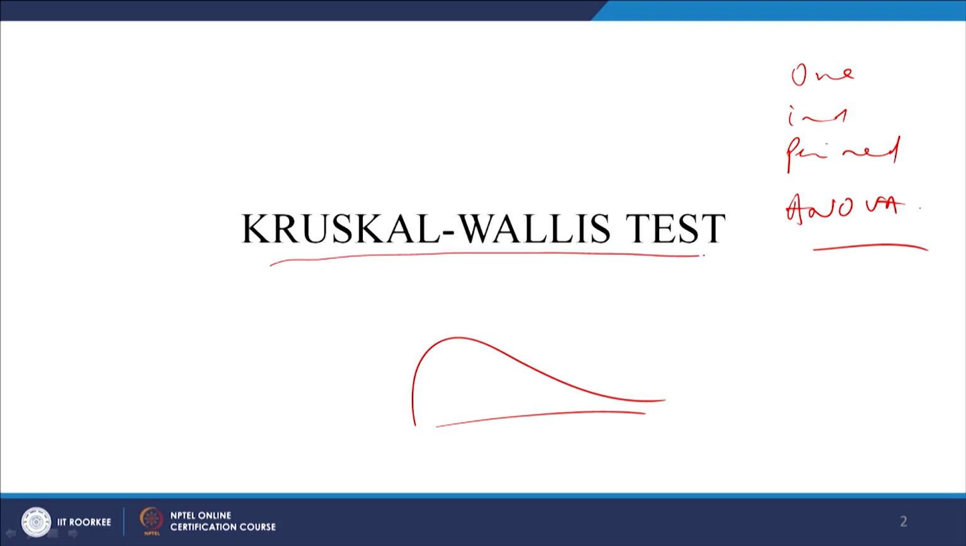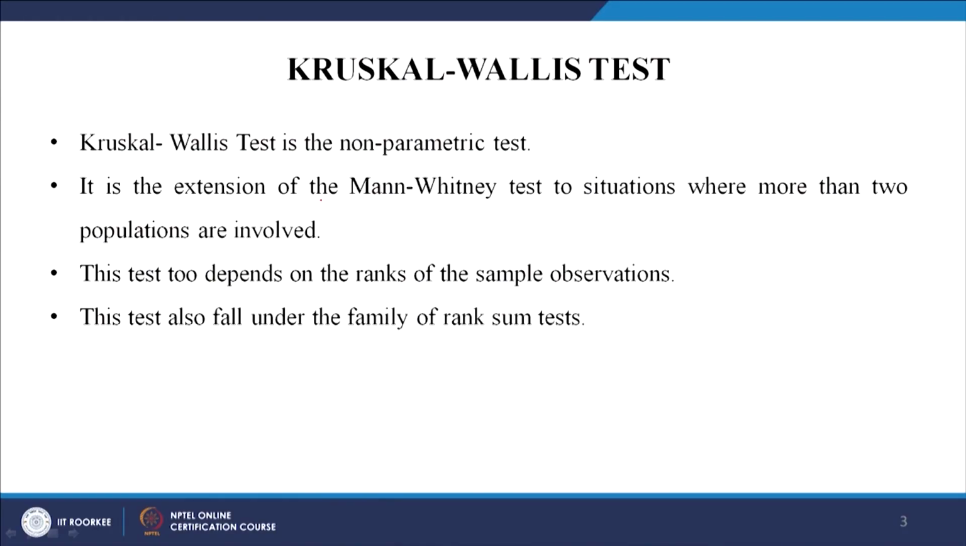Today we are starting with another test, the Kruskal-Wallis test. The Kruskal-Wallis test is very similar to the Mann-Whitney test, but it has more than 2 samples now, so it looks like a one-way ANOVA. It is a non-parametric test, obviously. It is the extension of the Mann-Whitney test to situations where more than 2 populations are involved. This test too depends on the ranks of the samples, so it comes under the family of rank sums tests, like the Mann-Whitney.